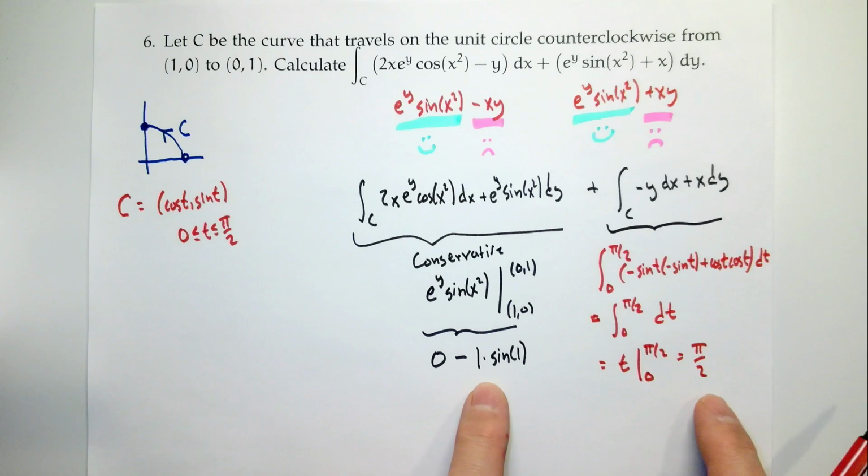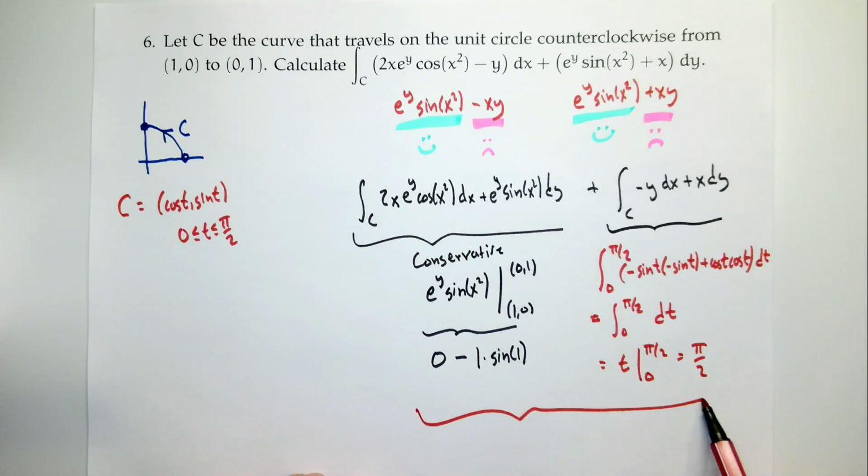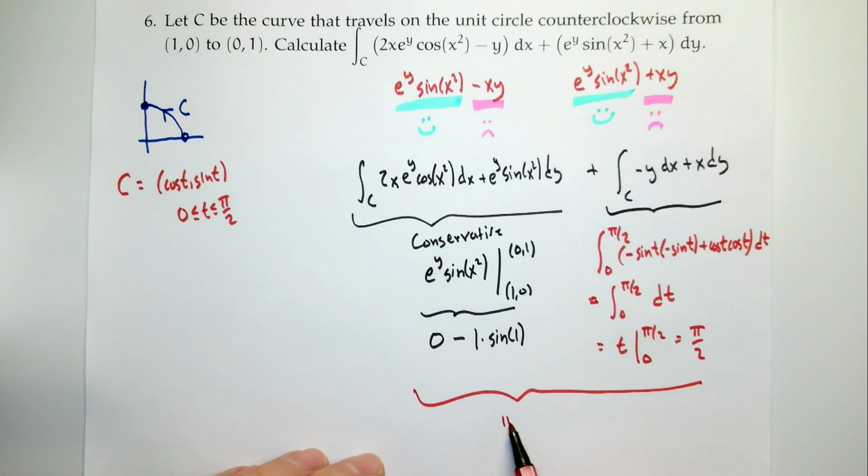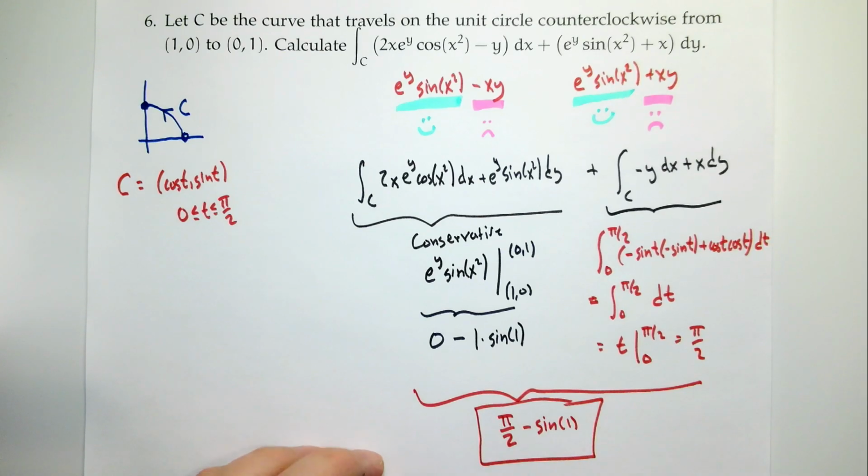Now, the final answer says put your two pieces together, and so what we end up with is pi over 2 minus sine of 1. And that's the final answer. Nice. Cool. All right. Number 7.